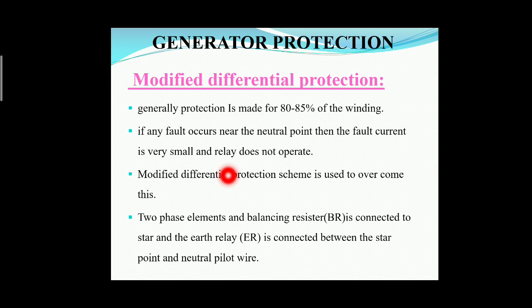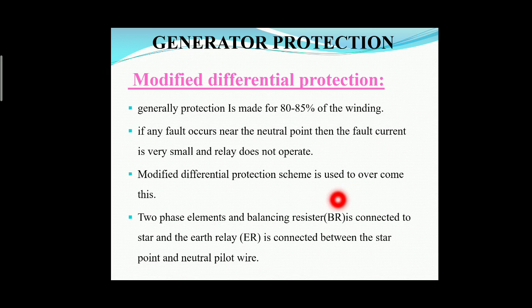Okay, next one is the modified differential protection scheme, which is used to overcome this problem. In the case of a percentage differential or biased differential relay, if the fault occurs near the neutral point, there is some disadvantage. That disadvantage is overcome by using the modified differential protection scheme.